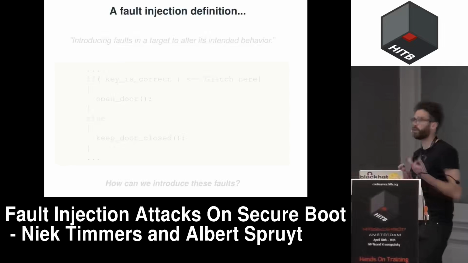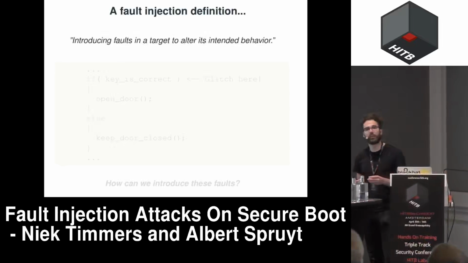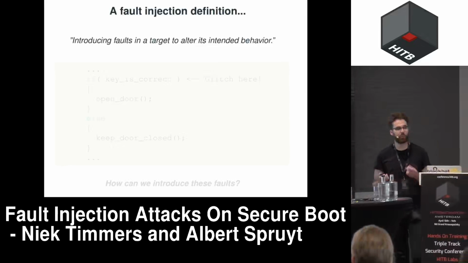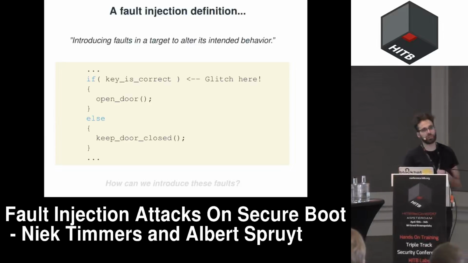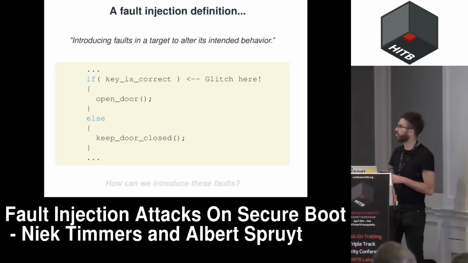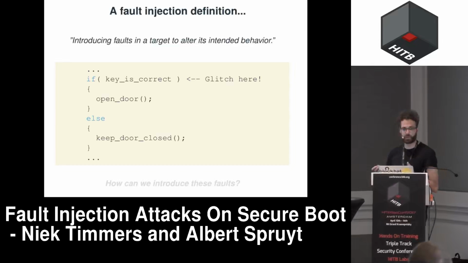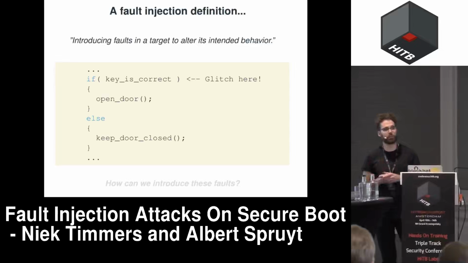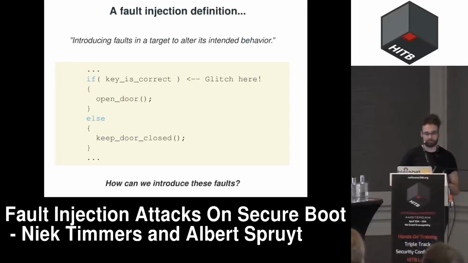First of all, I would like to start with a definition of fault injection. When we talk about fault injection, we really mean that we can change the intended behavior of a target by injecting a glitch or a fault. For example, if you look at the following code, we can see that this code is used to open a door based on the validity of a key. So the idea is that using fault injection, we can change the intended behavior of this code construction. That means if we inject this glitch at the right moment in time, we can actually open this door with an incorrect key.